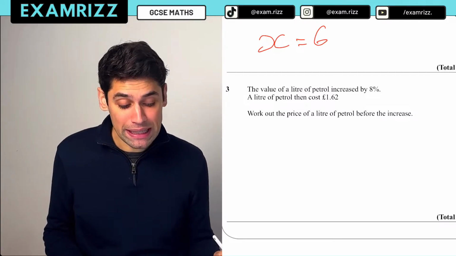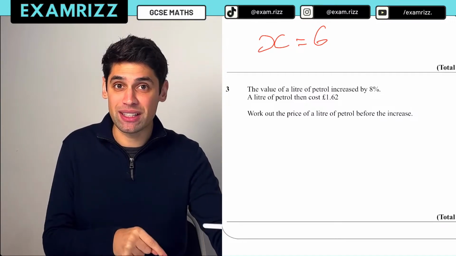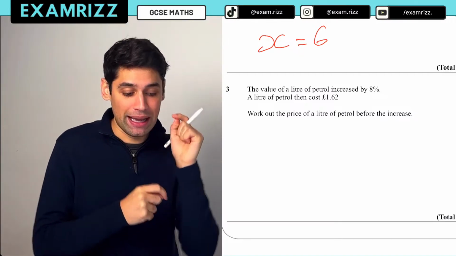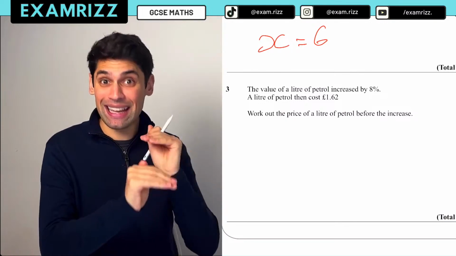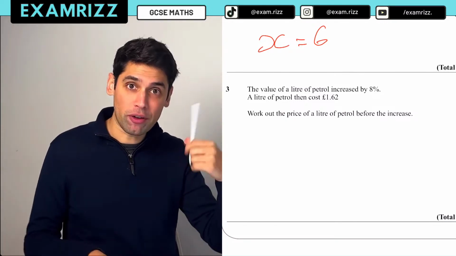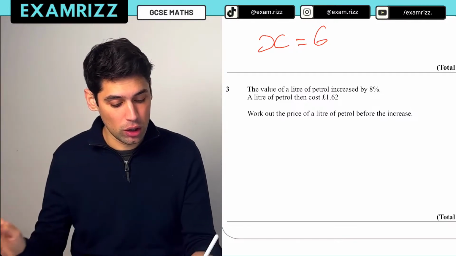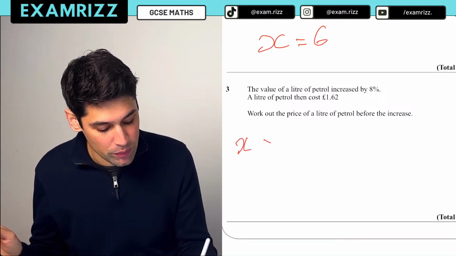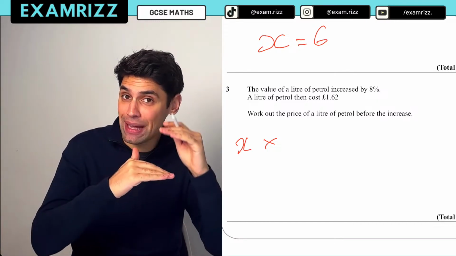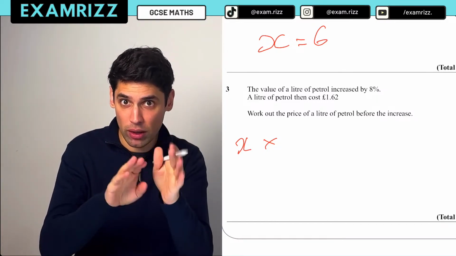Okay, the value of a litre of petrol increased by 8%. It then cost £1.62. You see the language here they're using. It increased. They're saying it has already happened, and it then cost this much. That is a trigger for us to know they want to know what's happening before. This is reverse percentages. So what it was before is x timesing by, okay, an increase of 8%. What's the decimal multiplier for an increase of 8%? I'm going to give you a second to try and think about it.